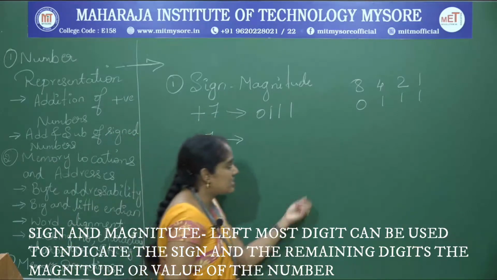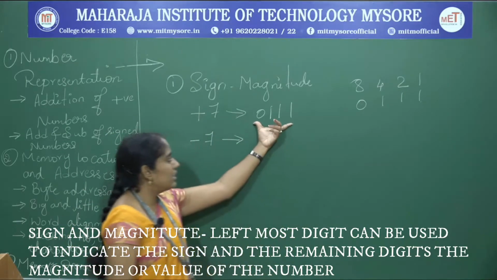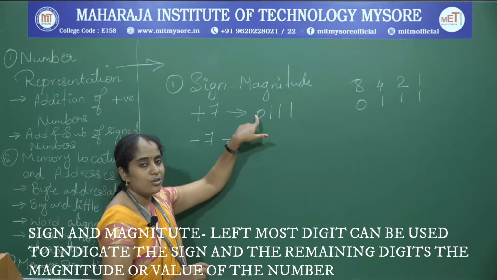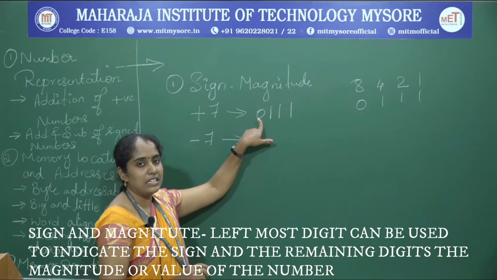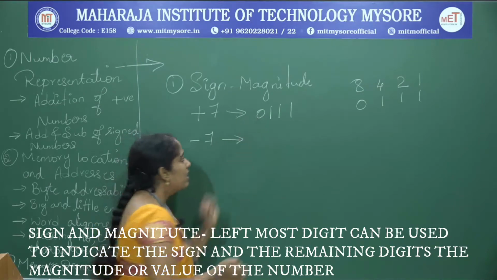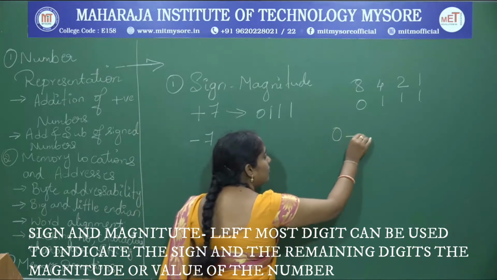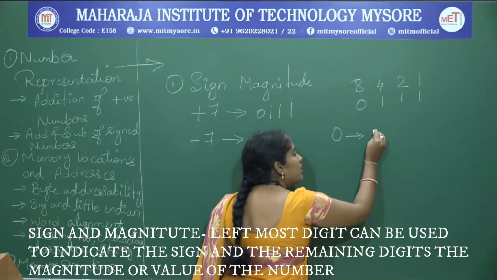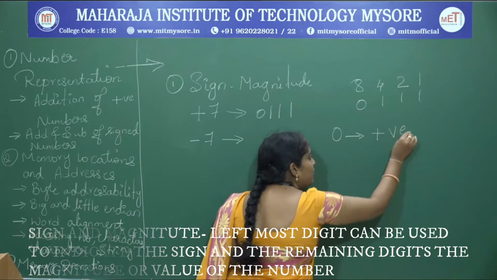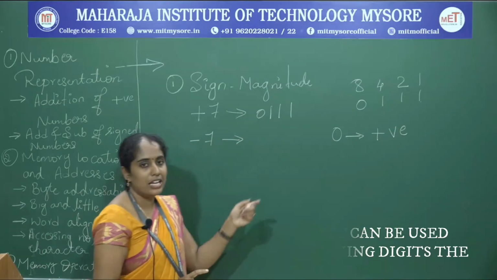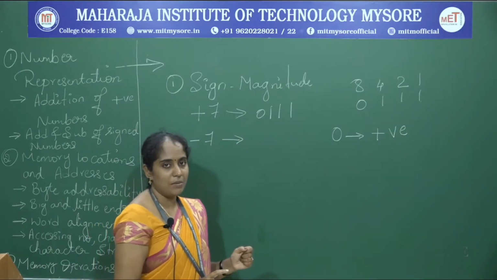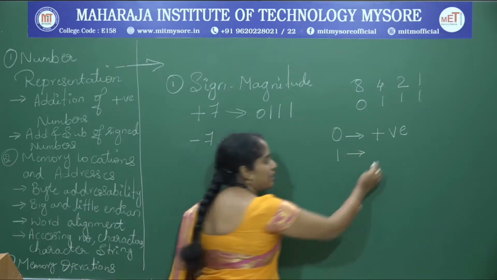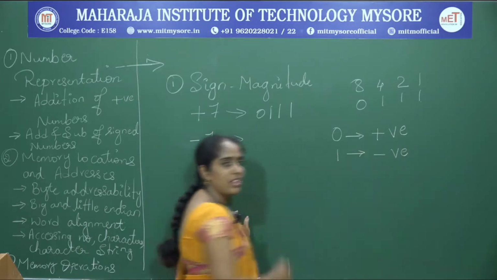Here the most significant bit, in this 4 bit number, is used to represent the sign. If the most significant bit is 0, then it represents a positive number. If the most significant bit is 1, then it represents a negative number.